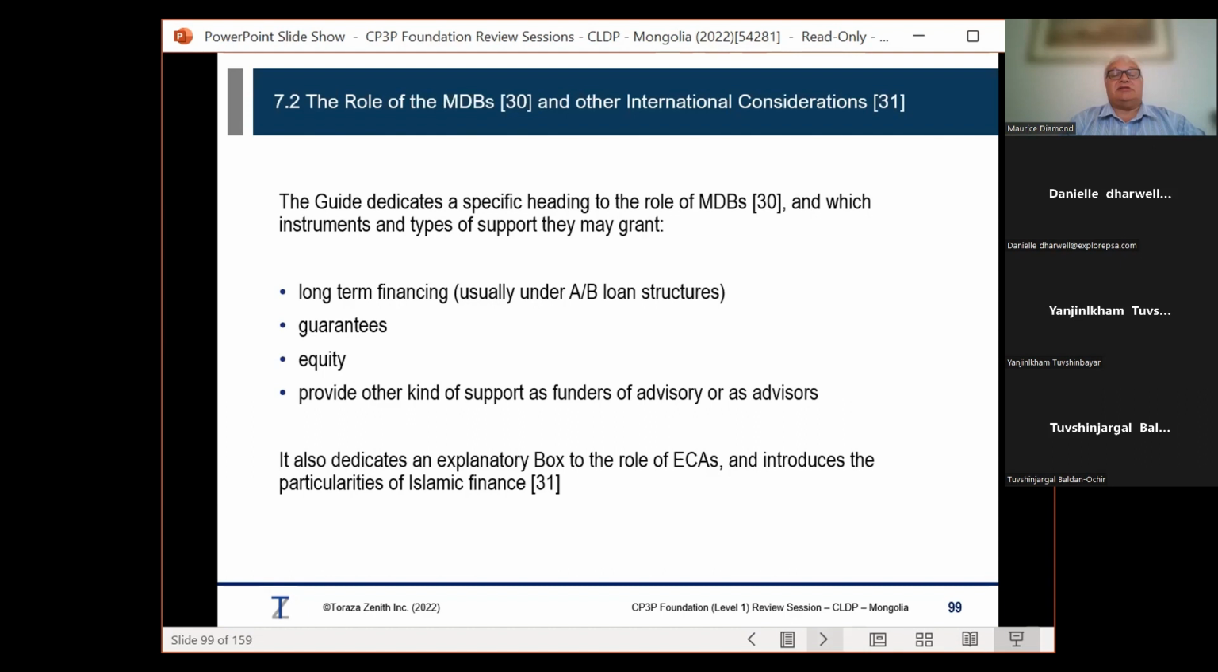So the guide dedicates a specific heading to the role of multilateral development banks and which instruments and type of support they may grant. So the first one that may come up as a question is AB loan structures. There are only a couple of lines in the guide that talk about AB loan structures, so learn it. Essentially, we may have a country that has a poor record of making payments, and therefore it might take a year. So how do you resolve this?